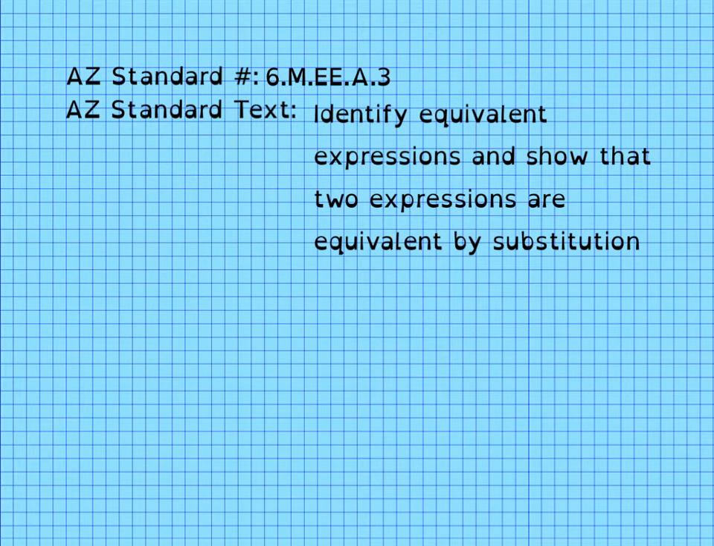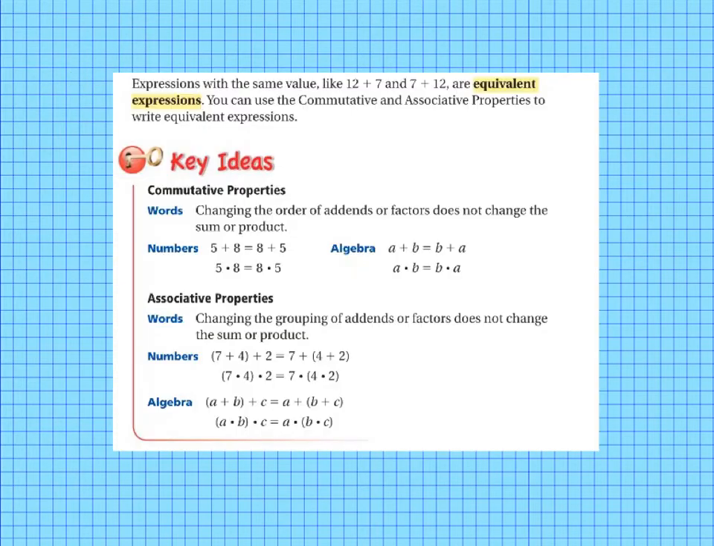The standards we'll be covering today are 6MEEA3, which is identify equivalent expressions and show that two expressions are equivalent by substitution. We're going to start today's lesson with a vocabulary review and some key ideas. So if you don't yet have your vocabulary done, you need to go ahead and get that done and written in your words worth knowing section of your notebook.